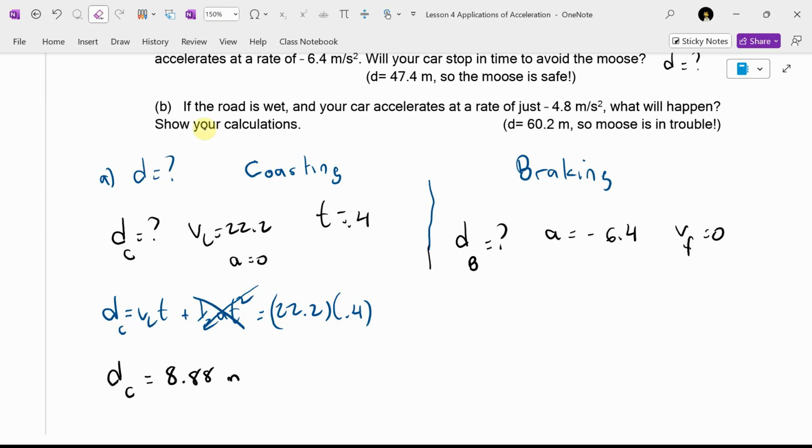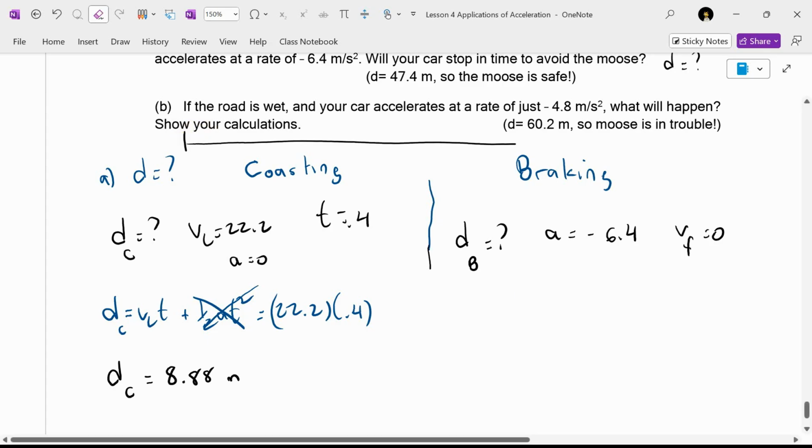So let's pretend, here's a picture of me driving. Here's the moose. I can't draw. Right there is where I hit the brakes.